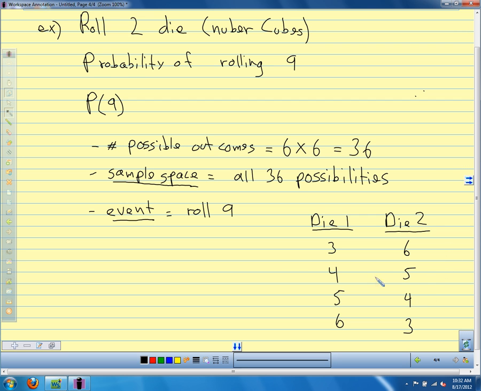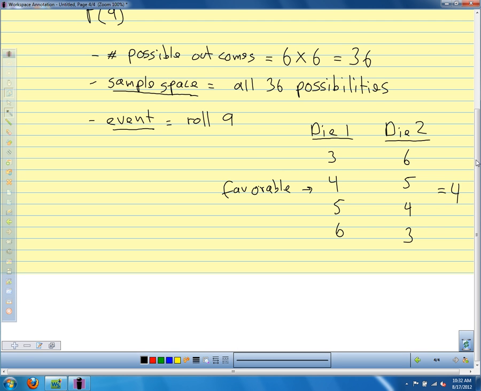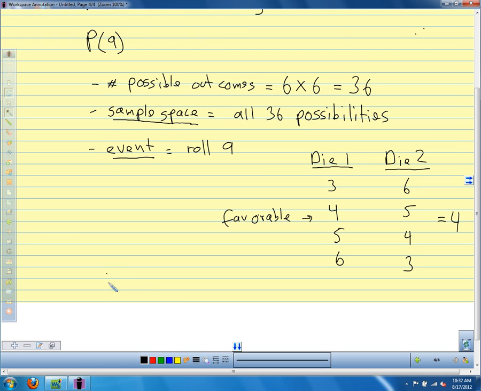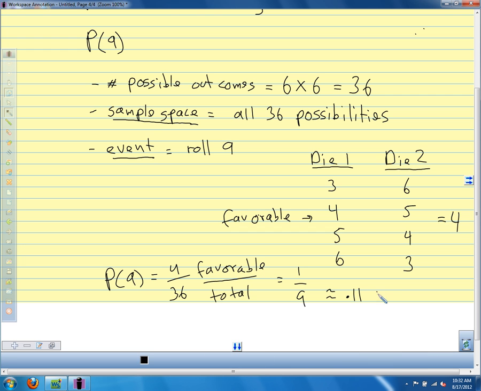So our favorable outcomes: we have 4 favorable outcomes for a 9. So our probability is favorable over possible, or total, equals 4 over 36. I'm going to reduce that, and I get 1 out of 9, which is about 0.11, which is about 11%. So that's our probability of rolling a 9. About 11%. We have about 11% chance.